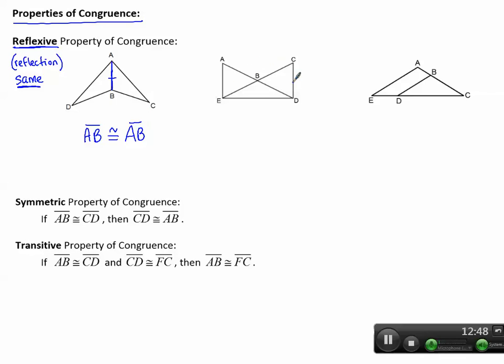How about in this picture? Do you see the two triangles? There are a lot of triangles, but here are the two that I'm pointing out. Triangle AED, and the other triangle, CDE.